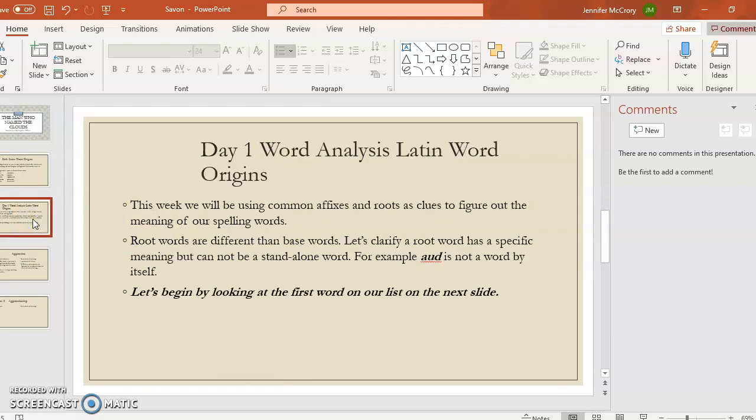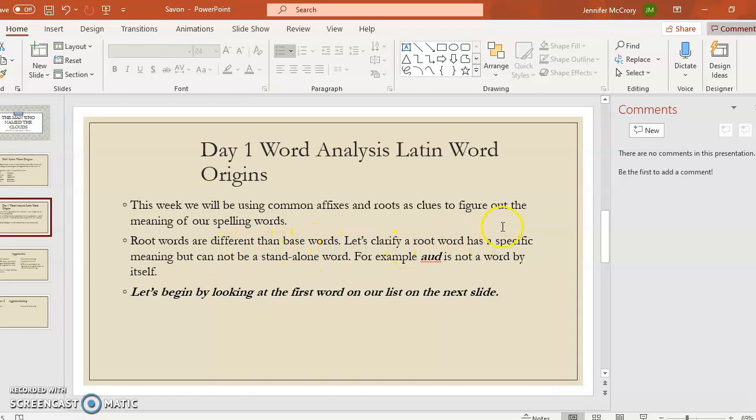Now, let's take a look at day 1. This is our word analysis, Latin word origins. Now, this week we are going to be using common affixes, which I know is something that you've heard before, and roots as clues to figure out the meaning of our spelling words. Now, I wanted to go back and clarify something for you because I actually, as I studied this lesson, found out a little bit more of a clarity between root words and base words, believe it or not. Root words are different than base words.